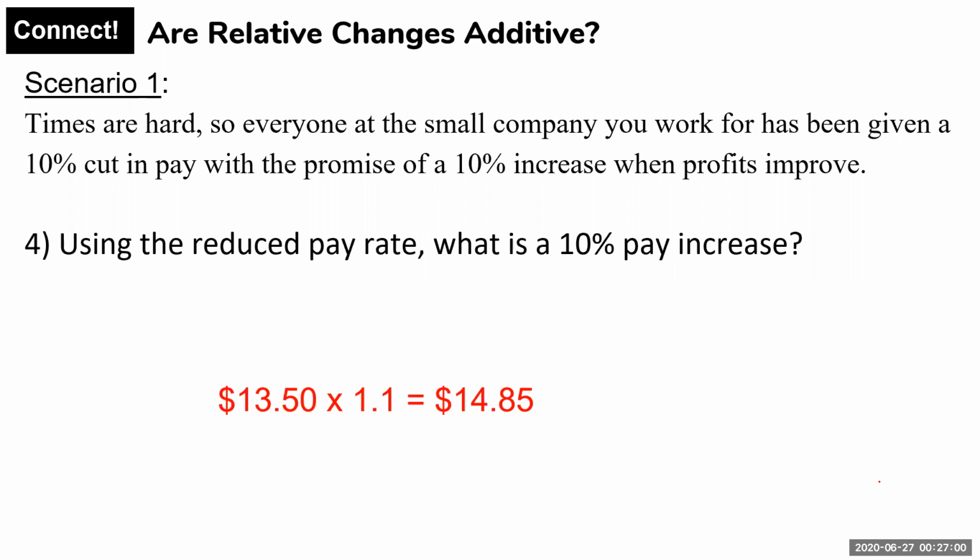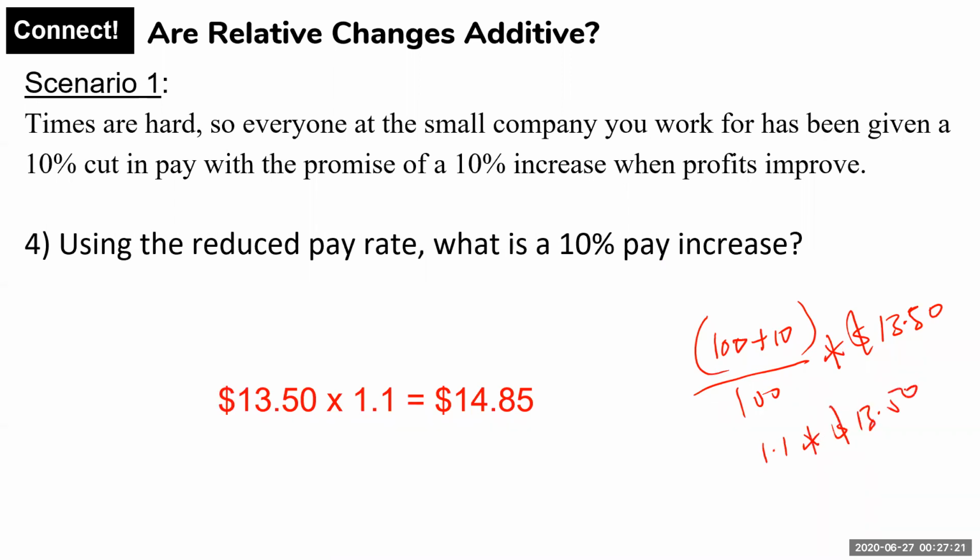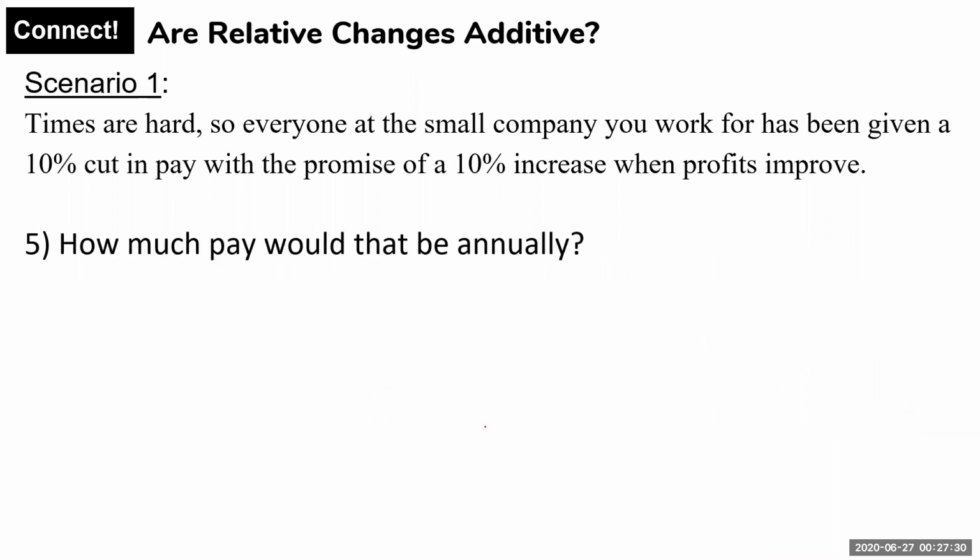Okay, so we did this because we increased back by 10%. 13.50, and this is 110 over 100. That is 1.1 times 13.5. You see where it brings you back to? So really, it does not take you back to the original position. Okay. So how much pay would that be annually?